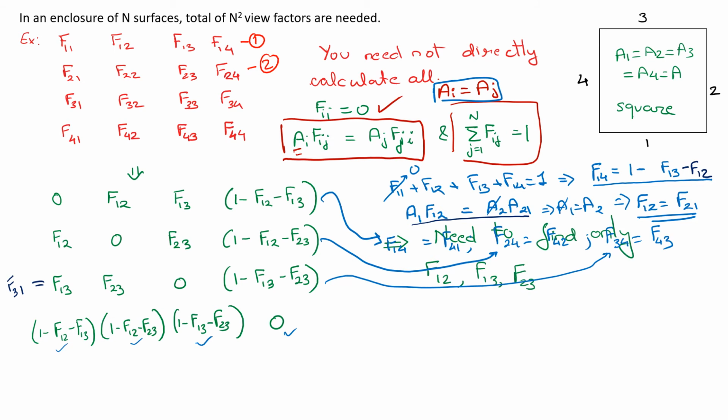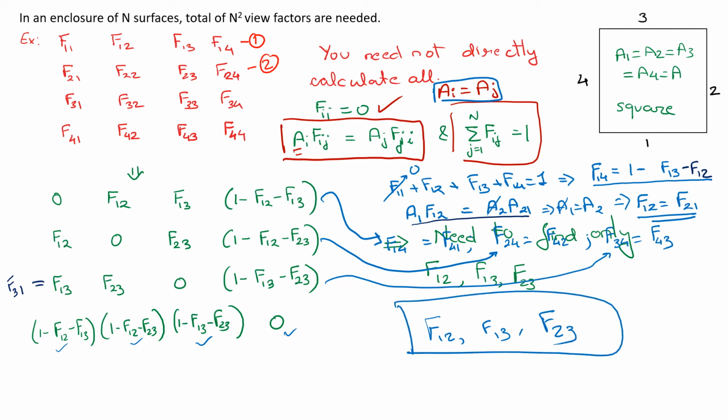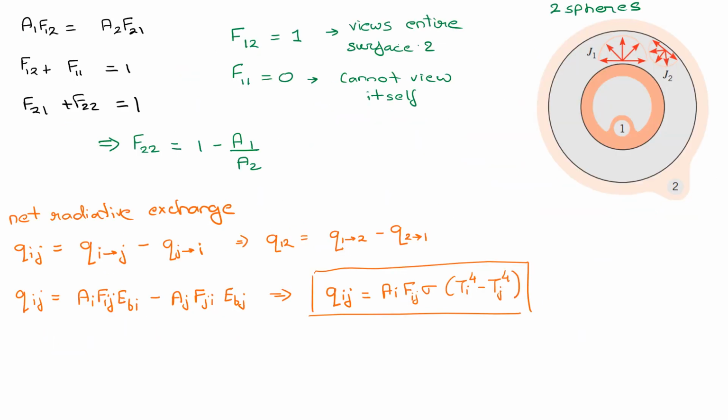Okay, so we just need to calculate F12, F13 and F23. So we just have to calculate 3 view factors instead of 16. Okay, so that's why these equations are extremely important. Okay, so let's look at a different example.